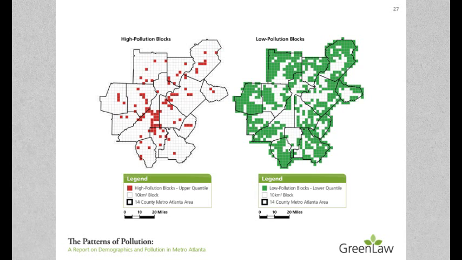On the right side of the slide, you'll see low pollution blocks in green, with 741 of the blocks identified as low pollution blocks. And these green blocks have no pollution points within their boundaries and are largely found in the outer rings of the region. And they represent mostly suburban and in some cases rural areas.